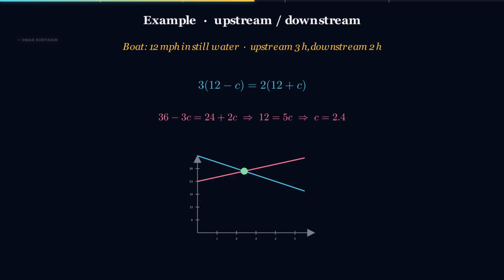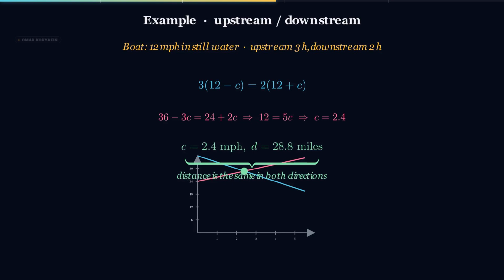The graph shows the upstream and downstream distance functions. They intersect at C equal to 2.4. The current flows at 2.4 miles per hour. The total distance traveled in each direction is 28.8 miles. Both lines pass through the same height at C equals 2.4, exactly as expected when the distances are equal.